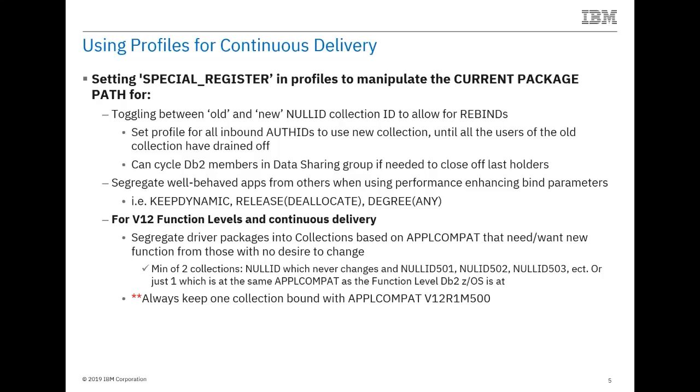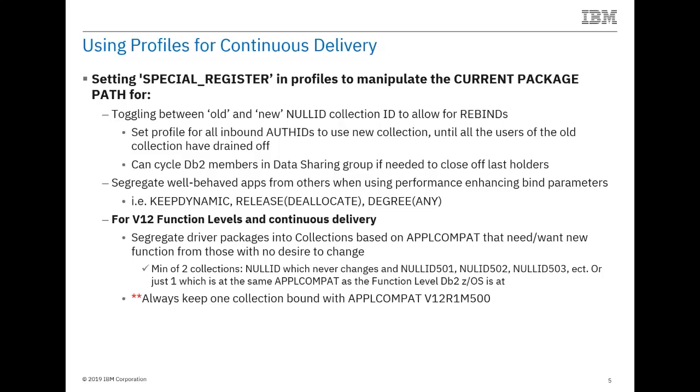So we've had customers toggle between old and new collection IDs using this. So this is a great thing today. We know it's almost impossible to break in and rebind the null ID collection, which is all your dynamic JCC packages, the SYSLN, SYSLH, 1, 2, 3, 400.